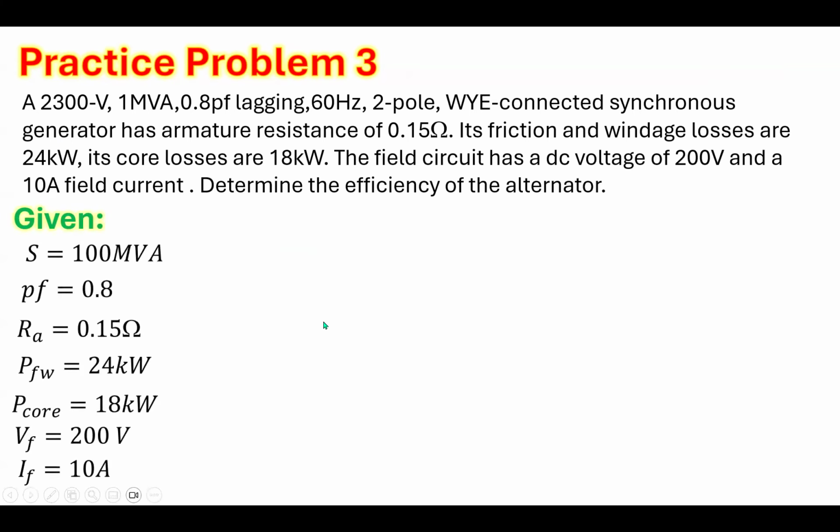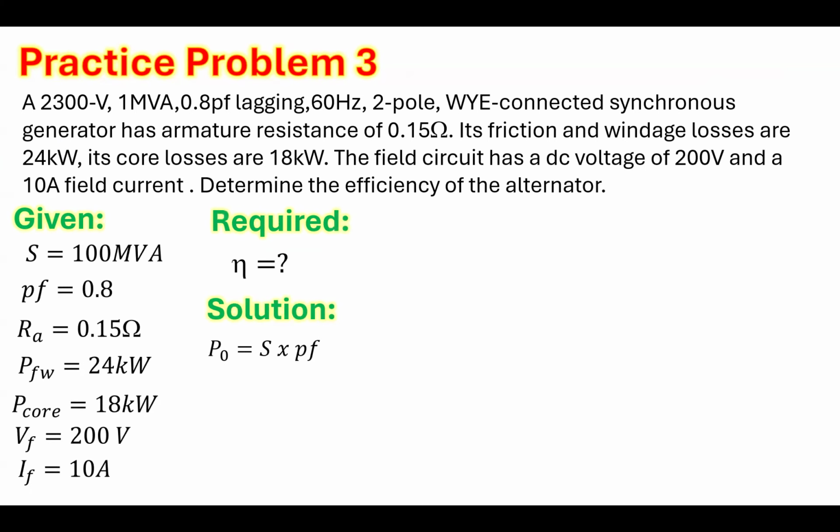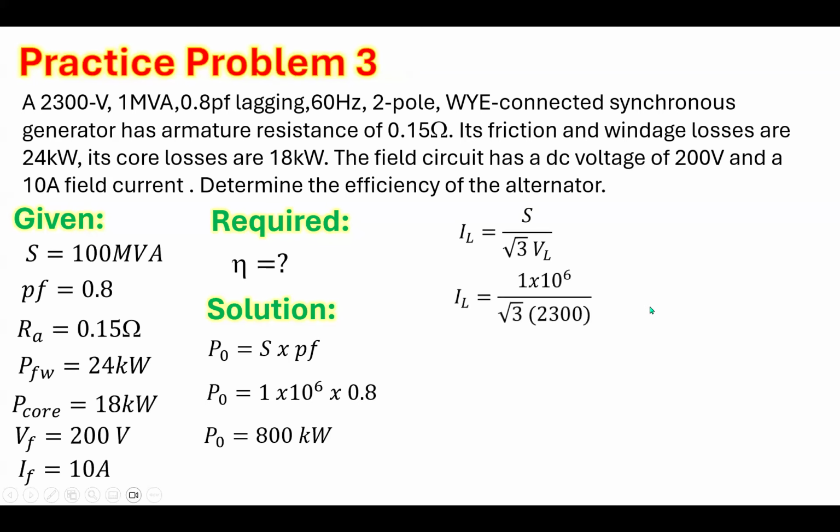First, we have to write all the given. Then we are asked to solve for the efficiency. So again, our solution for output power, that will be apparent power multiplied by the power factor, and that will give us 800 kilowatts. For the line current, the same process. We just substitute all the given values. That will be 1 times 10 raised to the 6th power all over the square root of 3 multiplied by 2300 volts. So this will give us 251.02 amperes.